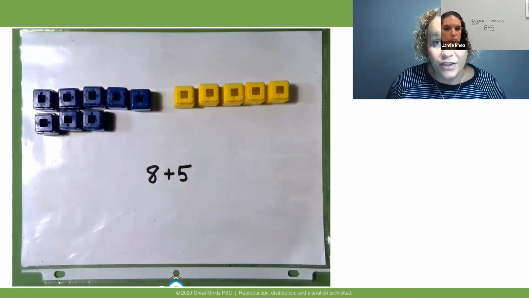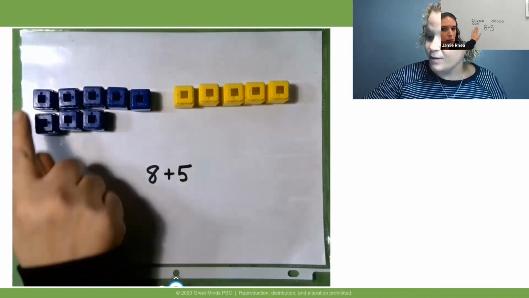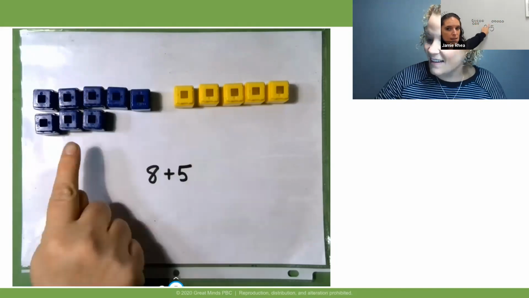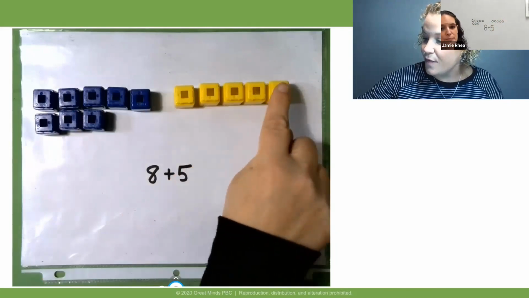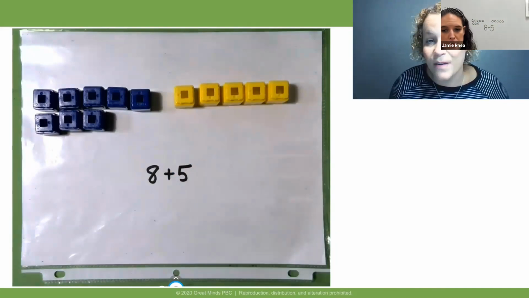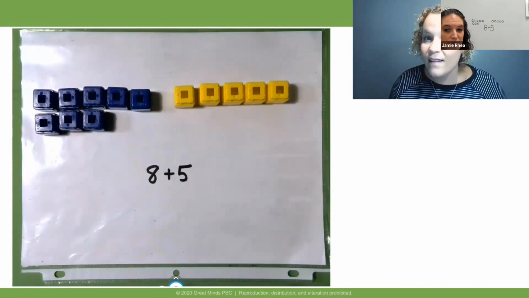It's more efficient to count on. Let's try that and count on from 8. Ready? Count with me. 8, 9, 10, 11, 12, 13. There are 13 books altogether. And see how much faster we solved that when we counted on? Well, it's even more efficient if we make 10.